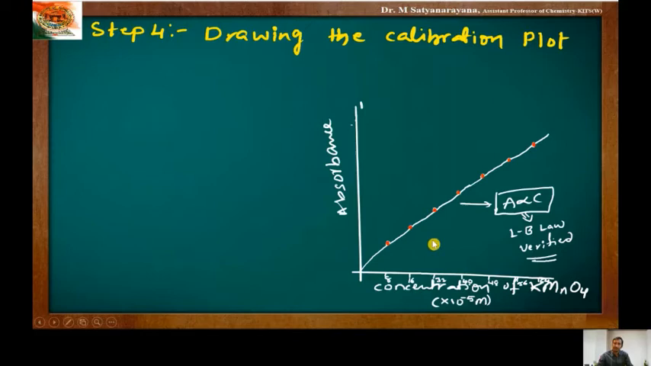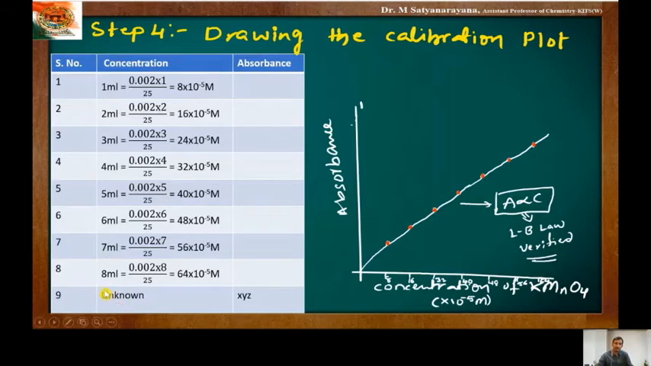Then what's the next one? You have to find out the concentration of the unknown solution. How will we find out? We'll take the unknown concentration KMnO4 solution, and we will measure the absorbance of that solution. Then we will note the absorbance value here, draw a line, and find the respective x-axis value. That x-axis value gives the concentration of the unknown KMnO4 solution.